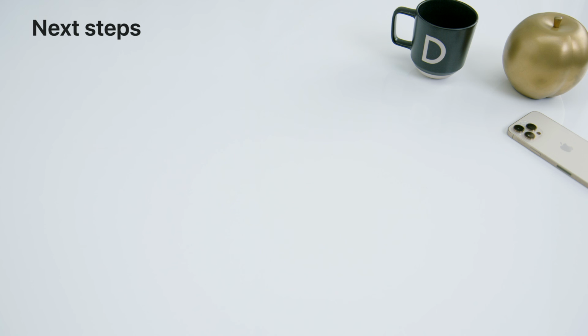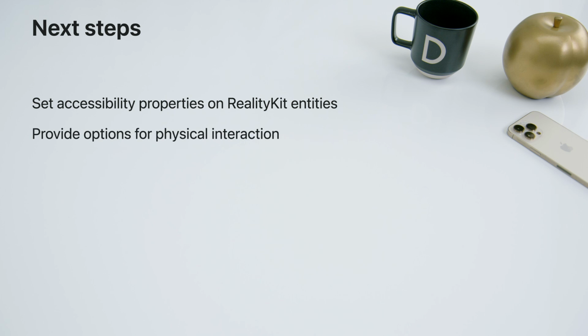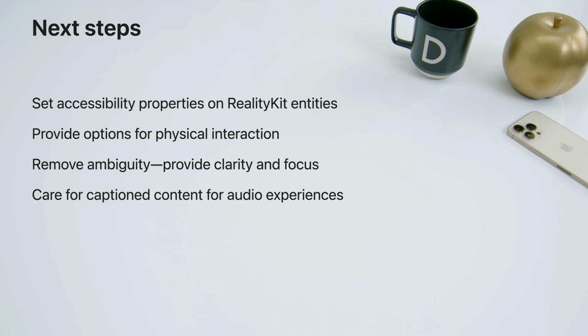An impressive accessibility experience comes from considering all people and their needs. Provide rich Reality Kit experiences by setting accessibility properties on your entities. This is the foundation for your app's accessibility for technologies like VoiceOver, voice control, and switch control. Be flexible and provide options for physical interaction like we saw in HappyBeam to include all players and their playstyles. Strive to remove ambiguity and provide clarity and focus for people with cognitive disabilities. And spend time and care on captioned content for audio experiences, so that people that are deaf or hard of hearing can enjoy your creation.